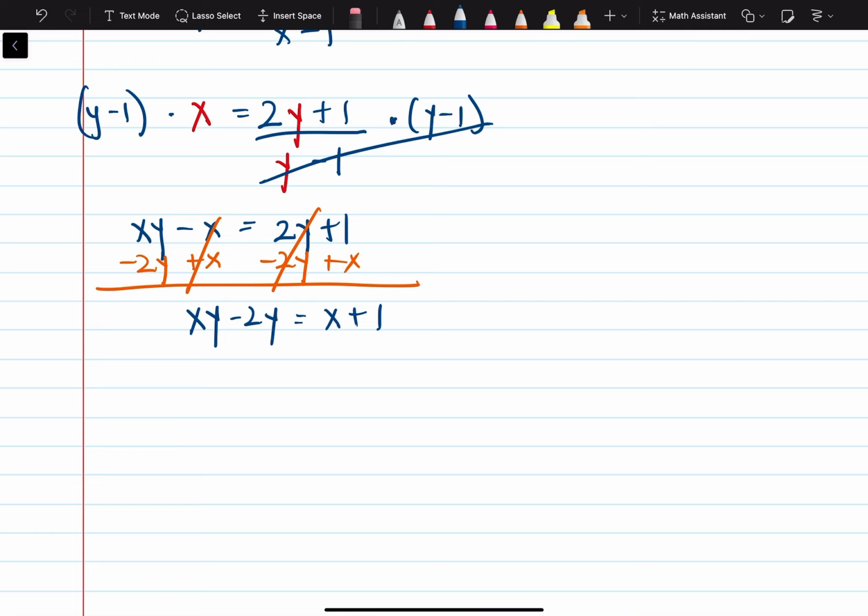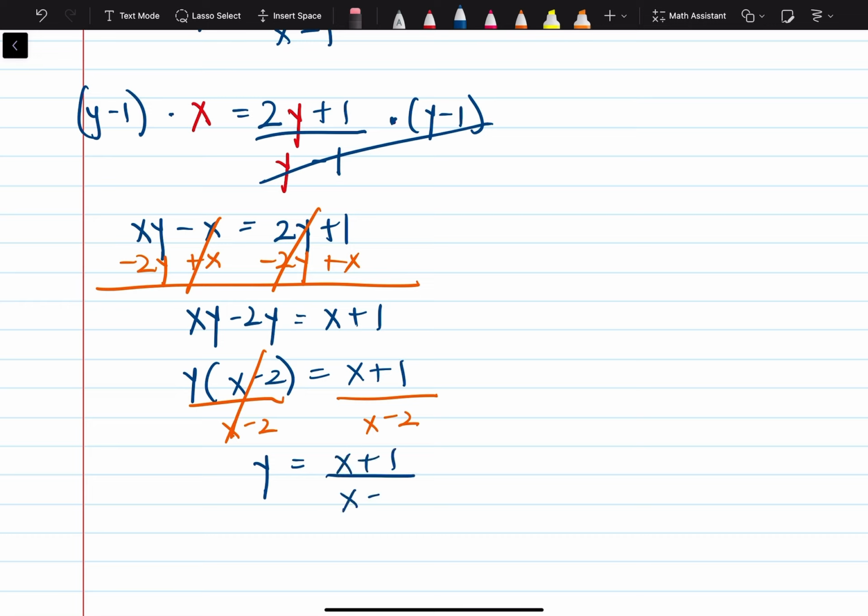I see that on the left-hand side, both of those terms have a y that I can factor out. So I'm going to factor out that y, and I'll be left with just x minus 2 equal to x plus 1. And then lastly here, to solve for y, you're going to divide both sides by x minus 2. This eliminates out, and then you're left with y is equal to x plus 1 over x minus 2. This equation is now solved for y.